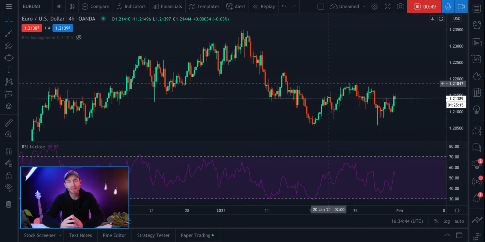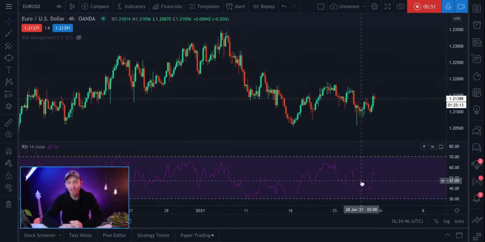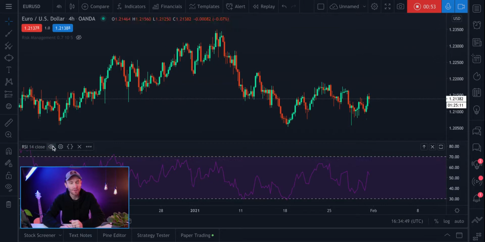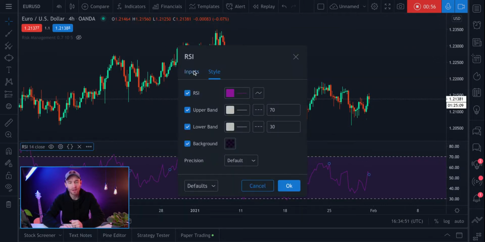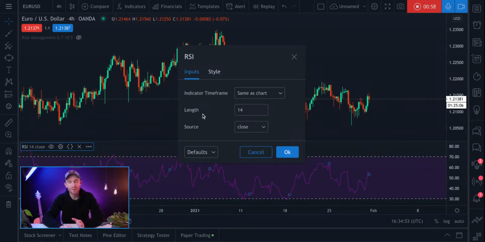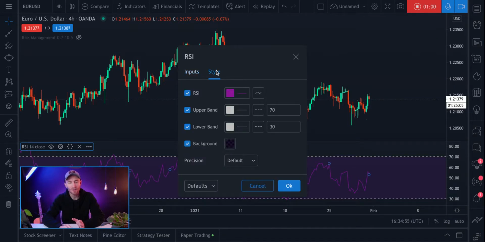The RSI is comprised of three elements that I really want to point out. We have this purple line here, and I'm going to open up the settings so you can see what I'm talking about. Under inputs, you can change the setting there. Right now, the length is set to 14, but I'm going to look under style here, and that's just going to be the RSI. So the RSI is labeled in purple.